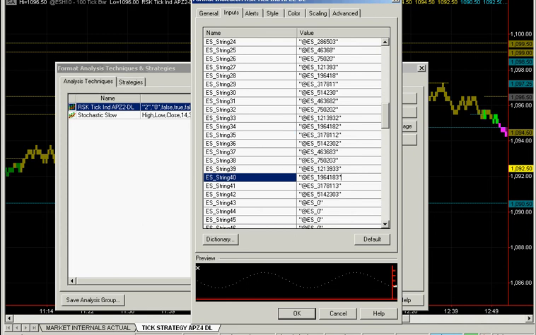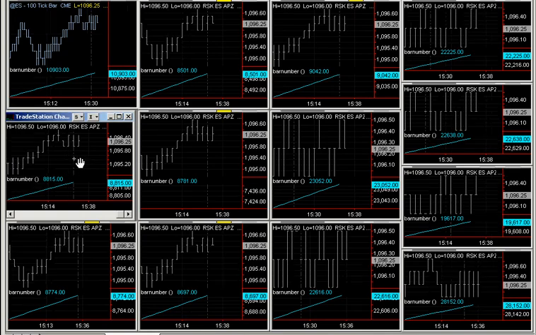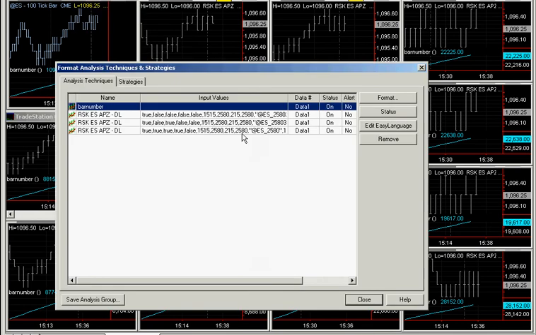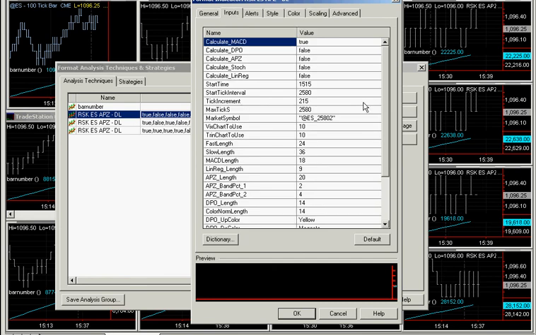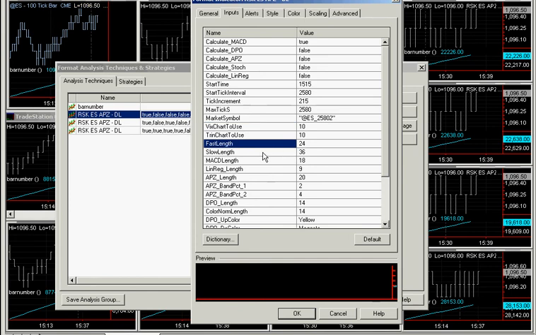Now to explain that, we're going to go back to the SEN charts. And we'll take a look at this first chart here. Now notice the string here. This happens to be a 2582. That string has a different MACD length. Here's your fast, slow, and MACD length, 24, 36, and 18.